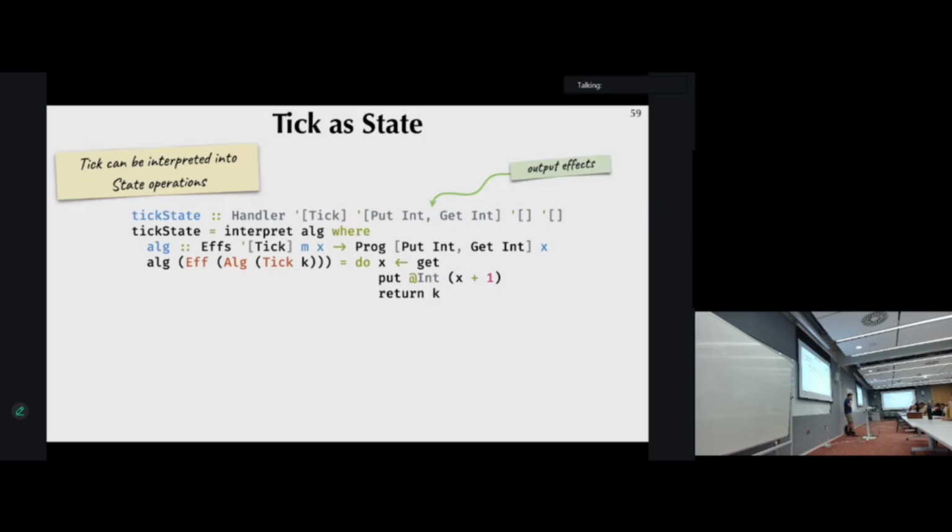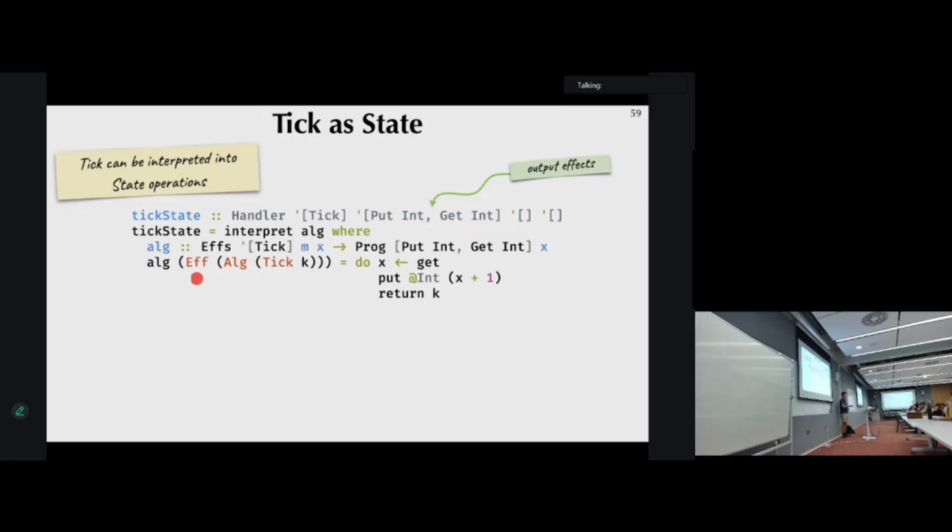Okay, so now we can start writing a different handler by doing something like this. We can say, I'm going to make a handler. It recognizes tick operations on your tree, and it outputs putint and getint operations. So in comes your tree with the ticks, out comes your tree. It's got no more ticks in it, but it does have put and get. So we've modified the tree by adding things and removing things from it.